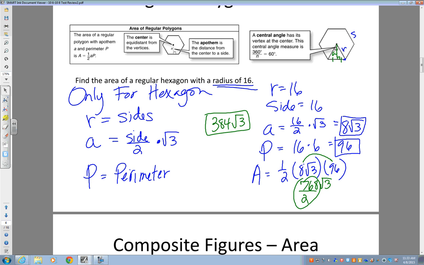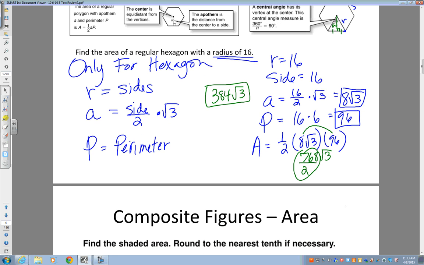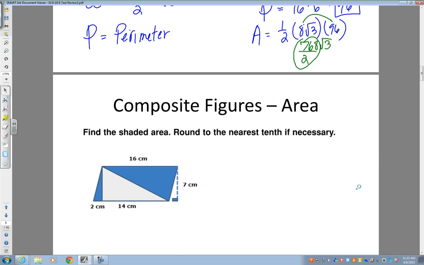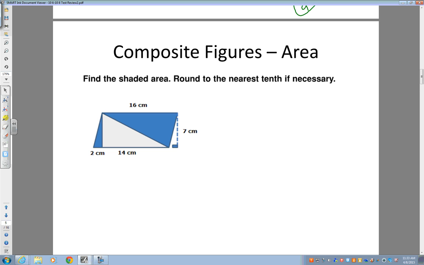Okay, all right. So this part right here is the thing you probably need to remember because it'll make it go a whole lot easier. If you remember that the side and the radius are the same, and then the apothem is just half the side times radical 3.